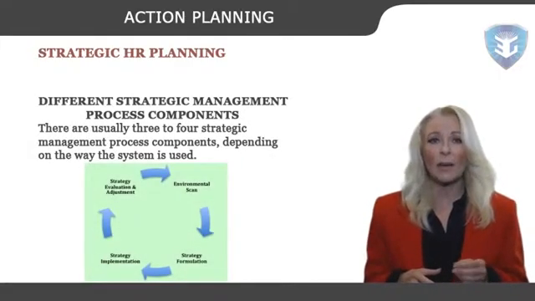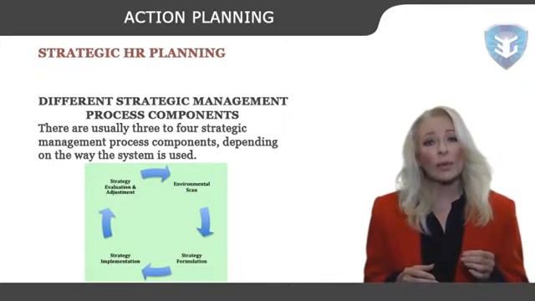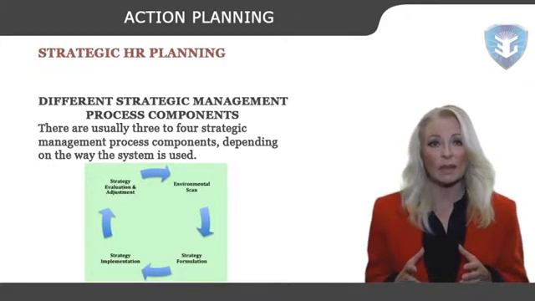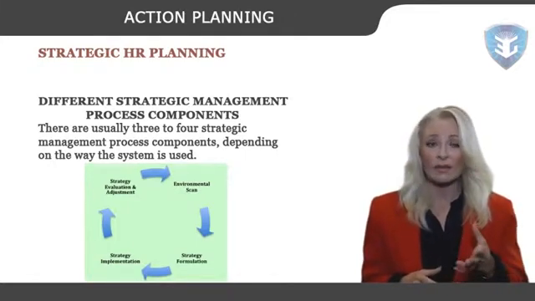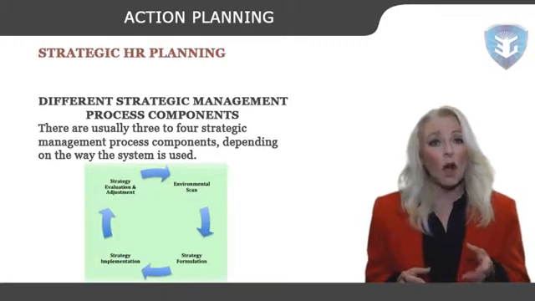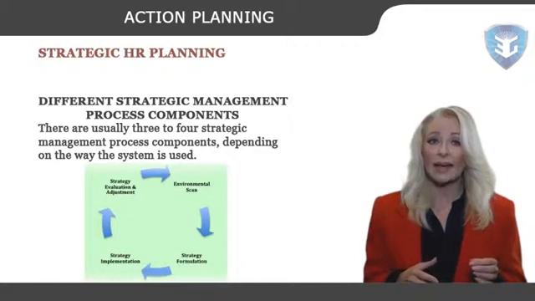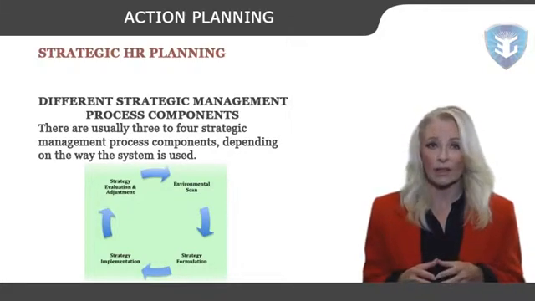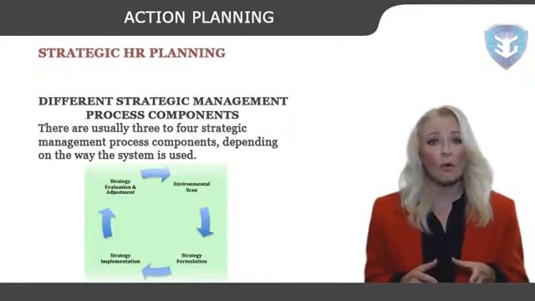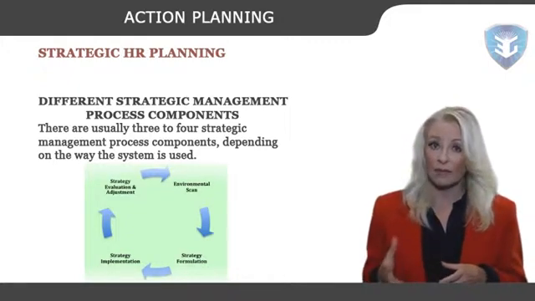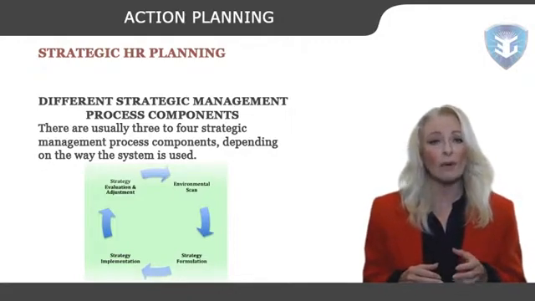Different strategic management process components. There are usually 3 to 4 strategic management process components, depending on the way the system is used. The process always includes the formulation, implementation, and evaluation of the strategy. In many cases, an environment or situation analysis is performed before the other steps. If it is used, the situation analysis is the first of the strategic management components.